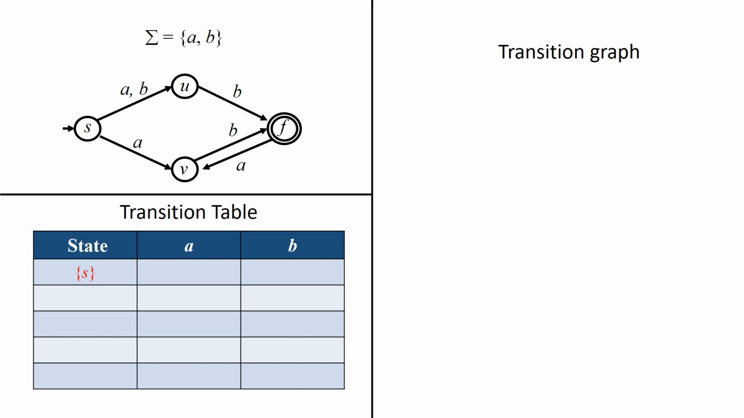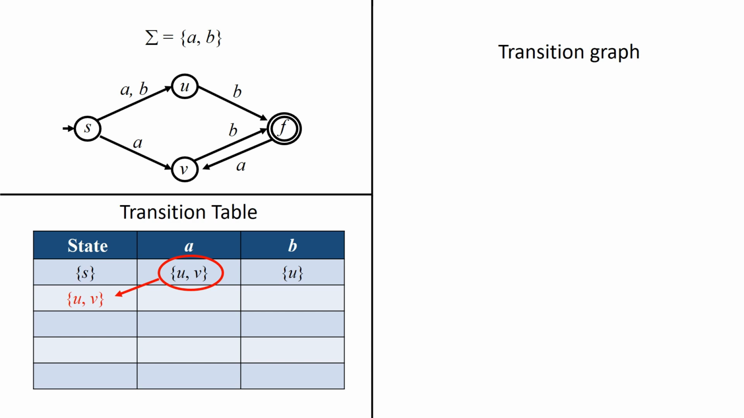From S, where does it go with A? It goes to the state U, but also to the state V. So this is a union of the singleton U and the singleton V. So it becomes the set containing U and V. Next, from S, where does it go with B? It goes only to the state U. Now, we have a new state, namely UV.